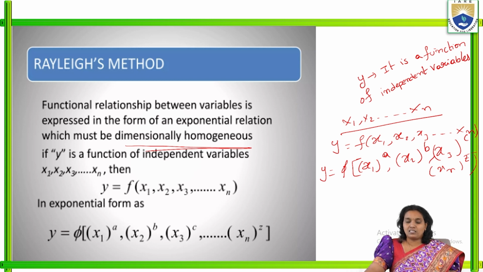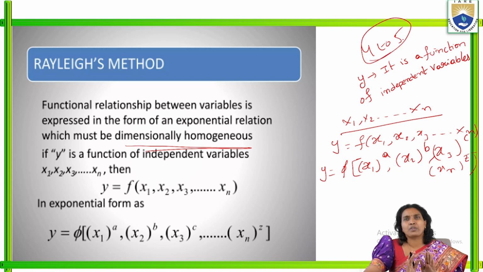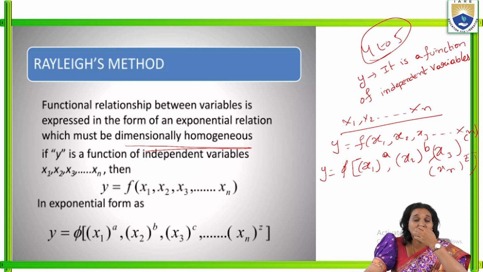This method works best for 4 to 5 variables. Only then does this function give a better relationship in dimensional analysis. If more than 4 or 5 variables exist in any function, Rayleigh's method is not suitable. Whenever there are fewer variables in a function, the exponential form using Rayleigh's method is helpful and good for getting a better form.